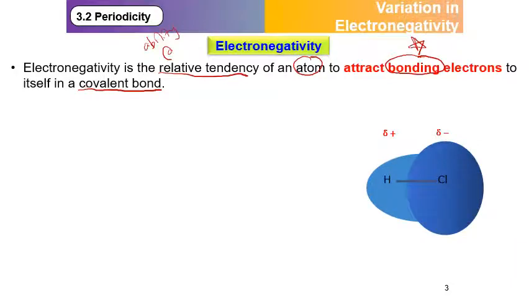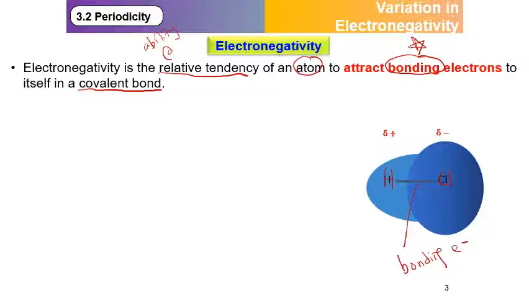Let's look at the diagram here. As we can see, there is hydrogen and chlorine. Both hydrogen and chlorine are non-metals, so they are going to form a covalent compound through a covalent bond. In this covalent bond, they are sharing electrons, and these electrons are known as bonding electrons.